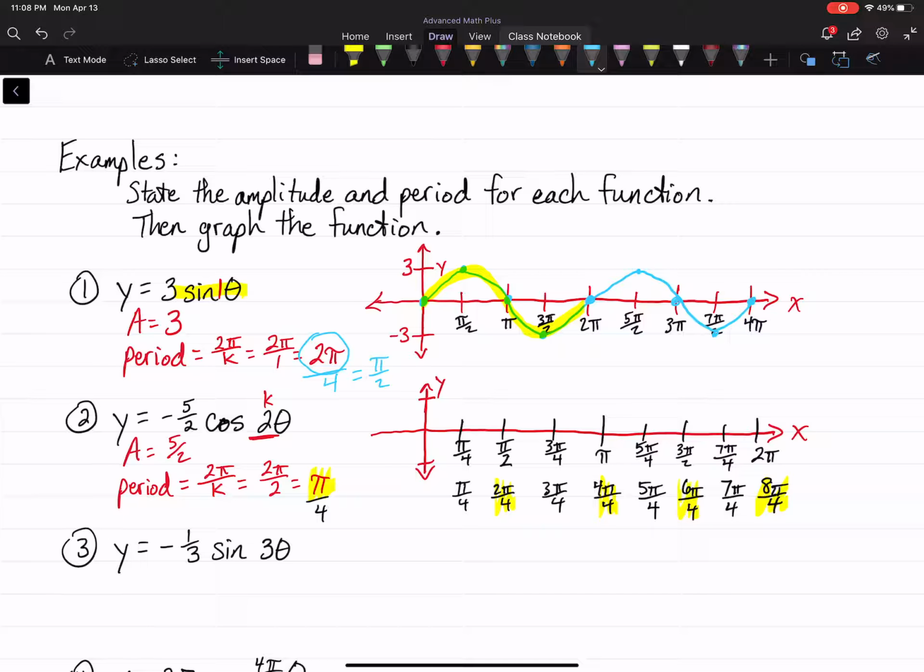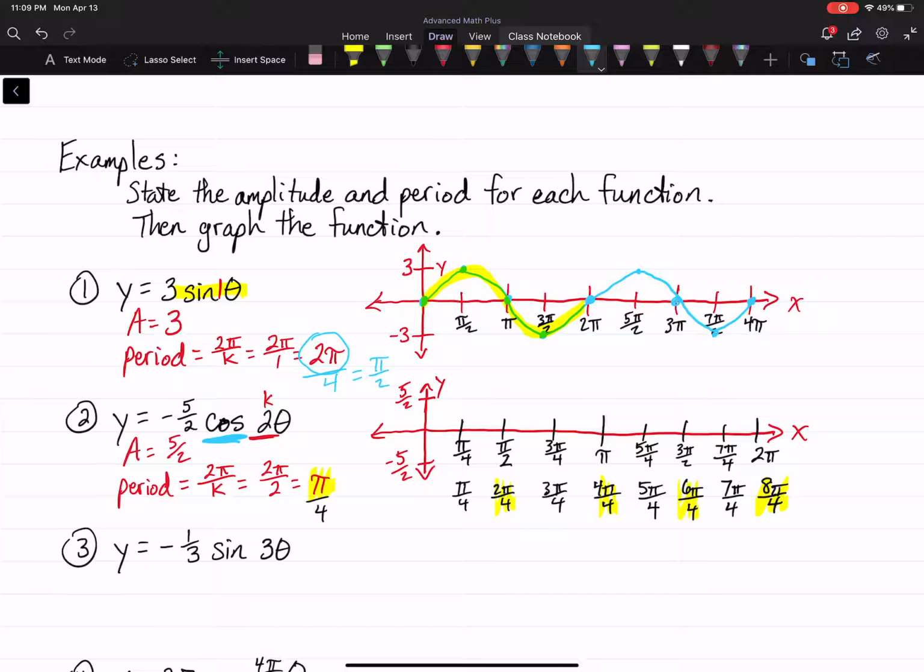So this is a cosine. And if you remember, cosine starts at either the maximum or the minimum. Now, what's my maximum and minimum here? Well, what was my amplitude? It's 5/2. So 5/2, -5/2. It's going to go up to 5/2 and down to -5/2.